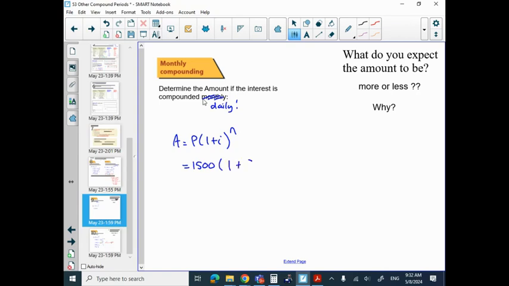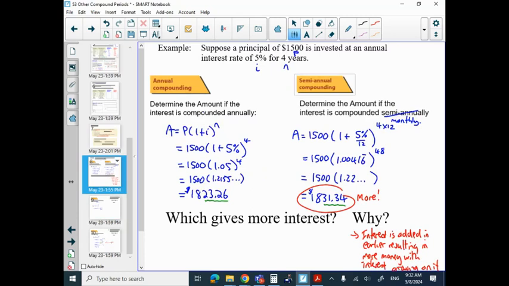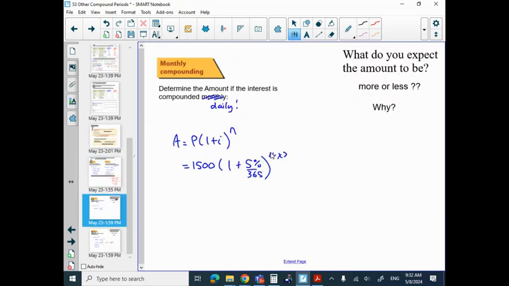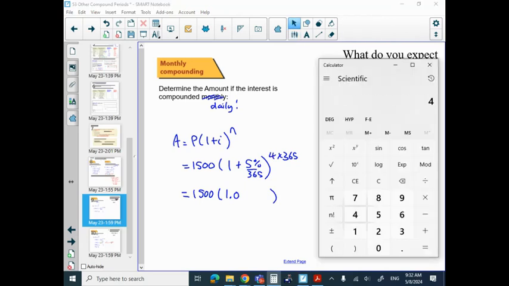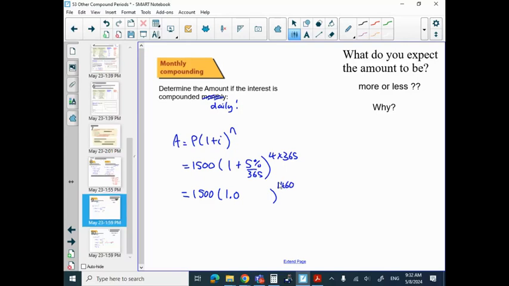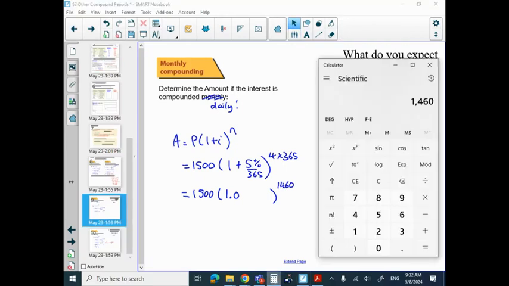I is going to be the 5%, divided into 365 tiny little pieces. And then we're going to operate this, we're 4 years? Yeah, 4 years times 365. So even though you've got a smaller interest rate, that tiny little fraction of a 5%, you're applying it tons of times. So this is 1.00 something. And then up here we have the big power. So 4 times 365 is 1460. And the 5%, decimal 0.05, divide by 365.